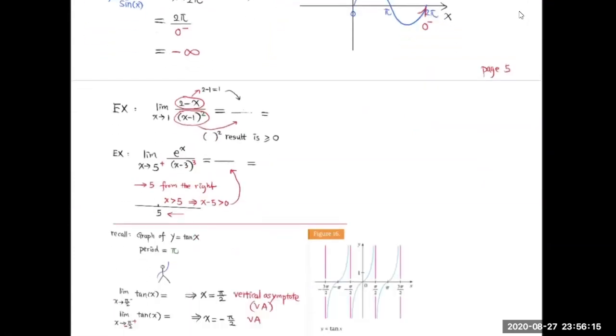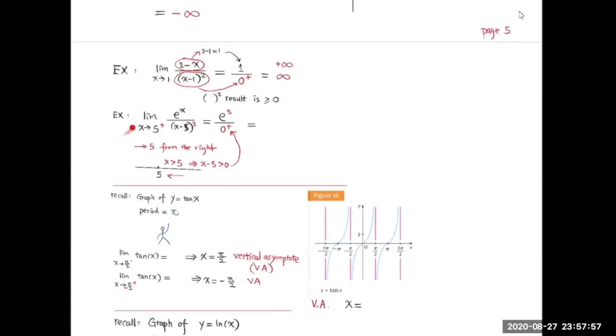Okay, the next example, the limit of this function. Now, if you substitute 1 into x, then 2 minus 1 will be equal to 1. The numerator is going to go to 1. What about the denominator? If you plug in 1 here, that will go to 0. Now, because of the square over here, the result here is going to be positive. When x approaches 1, the result here will be positive. Okay, so positive divided by positive is positive. That will go to positive infinity.